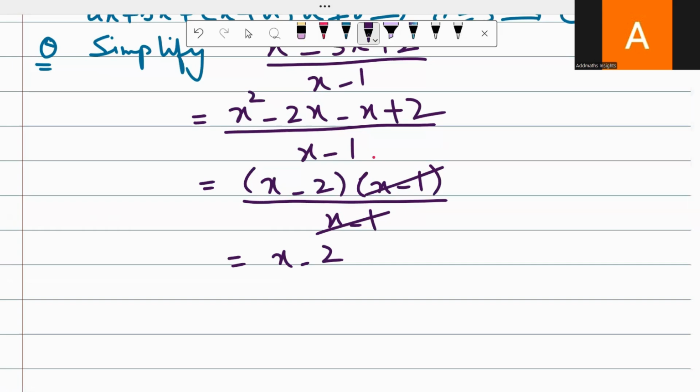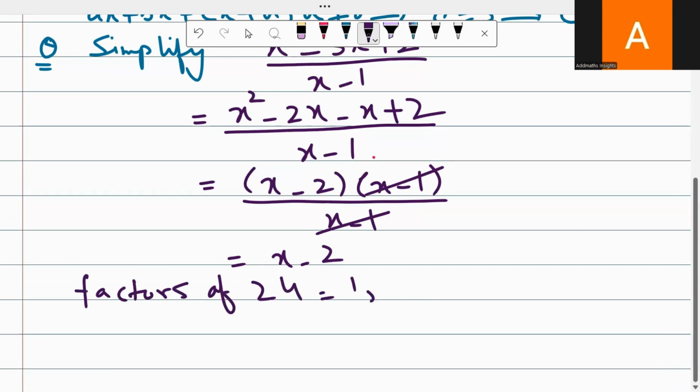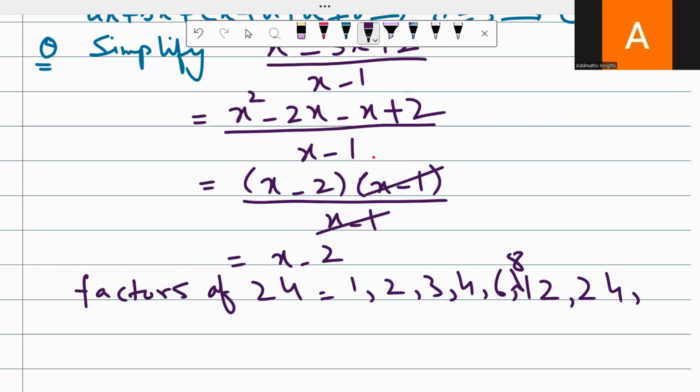The factor theorem also gives you information. What are the factors of, for example, the number 24? They are 1, 2, 3, 4, 6, 8, 12, 24. They all are factors of 24. So basically, factors are divisors. What are factors? Factors are divisors. So what is the factor theorem?